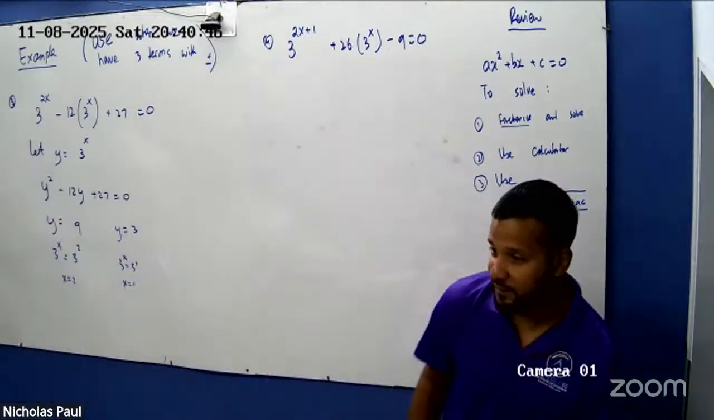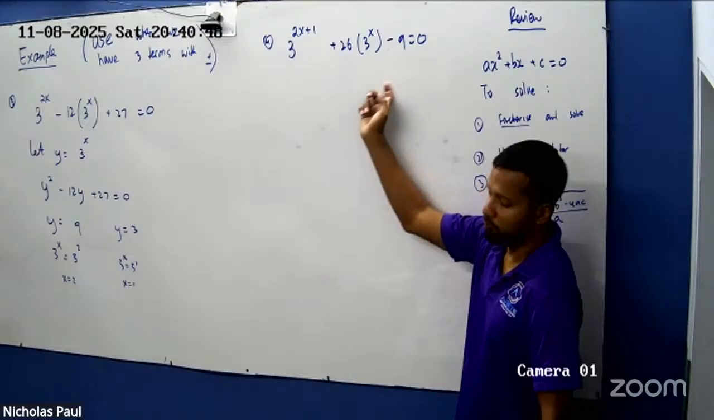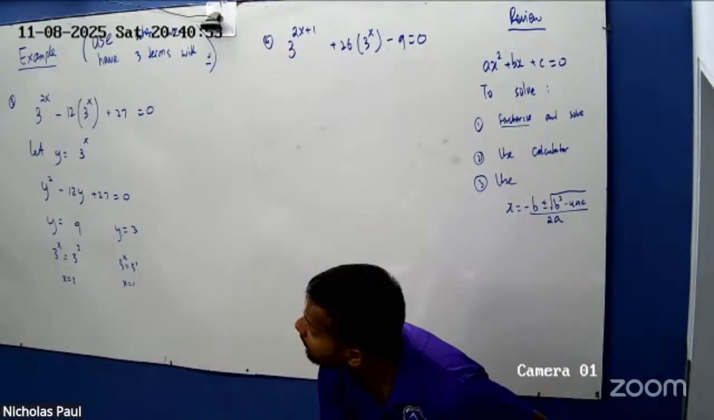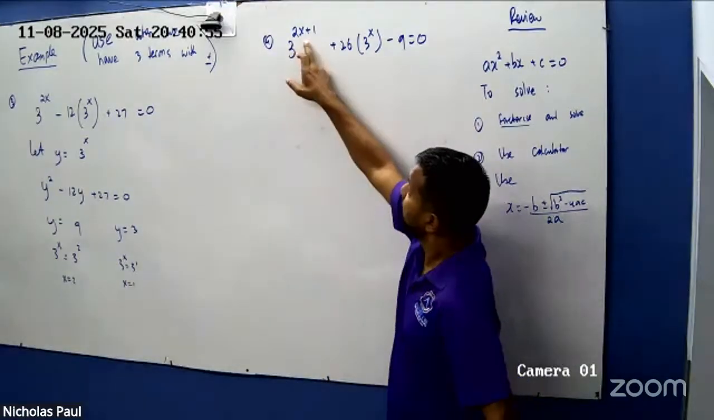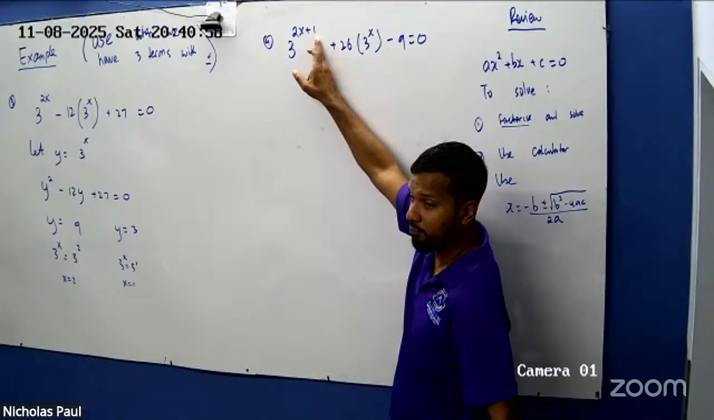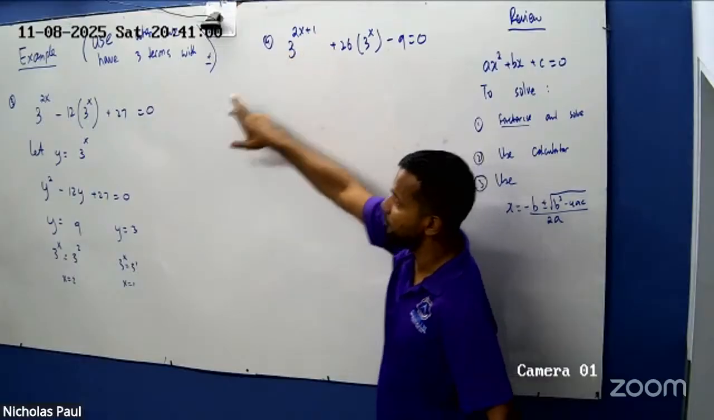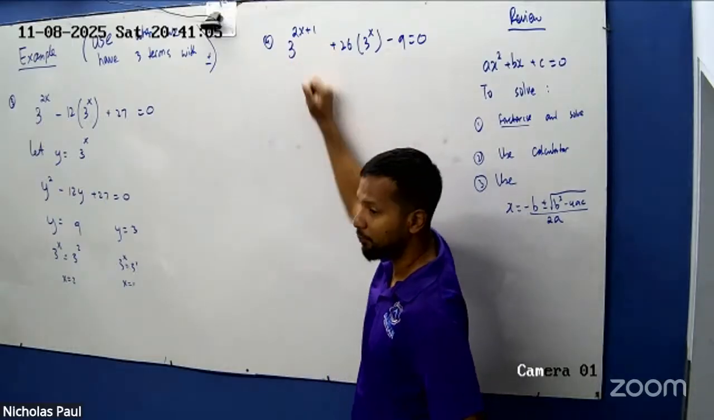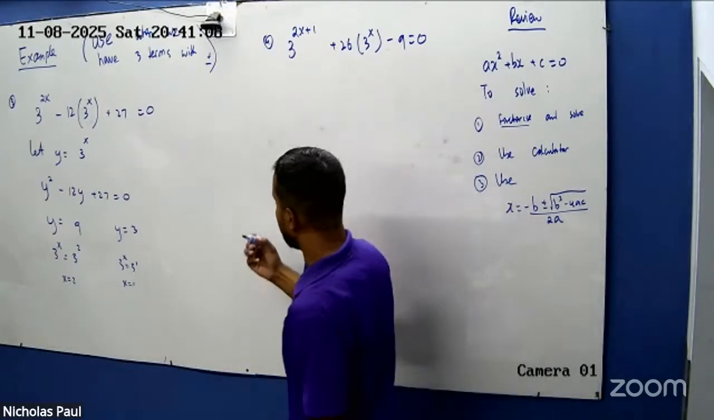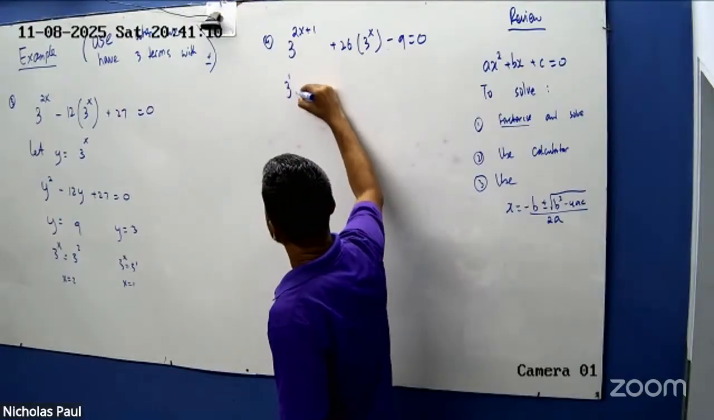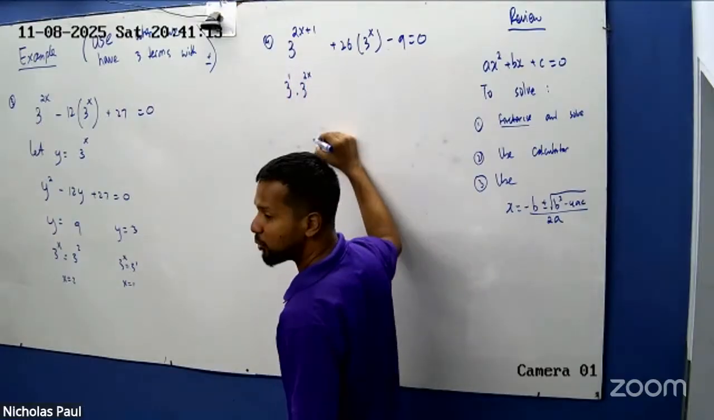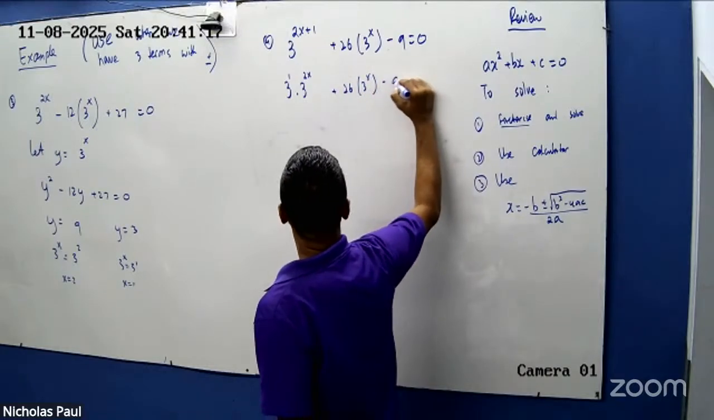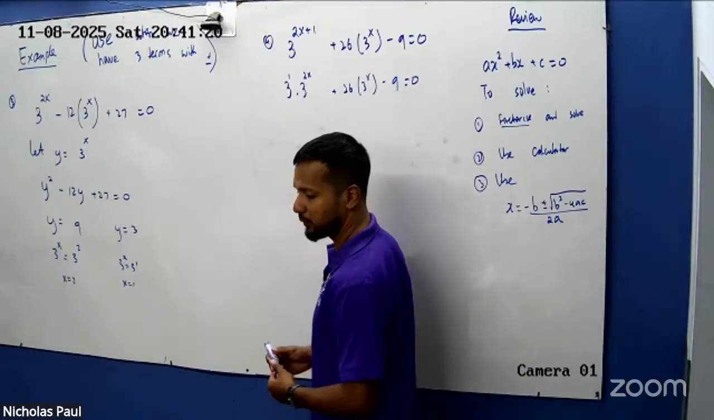This one has a small trick. Where it says, anybody remember? You have to separate this here, right? So instead of it being 3 to the 2x, it's 3 to the 2x plus 1. So you have to break that up. Okay? So it will become what? 3 to the 1 by 3 to the 2x. And then make your substitutions and work it out.